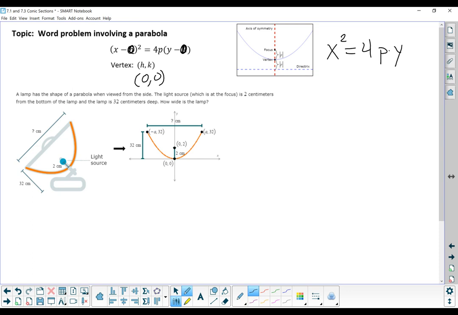Okay, so the first one is that we have a lamp that is in the shape of a parabola, which lamps often are because that focuses the light really nicely. The light source is at the focus of the parabola, and it's 2 centimeters from the bottom of the lamp. The lamp itself is 32 centimeters deep. We want to know how wide it is. So we have this nice diagram set up. So the first thing that you want to do is set up your equation.